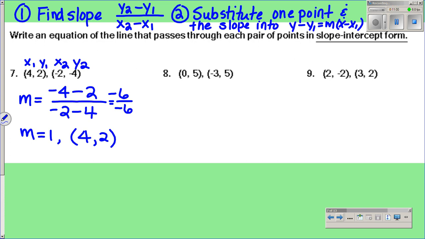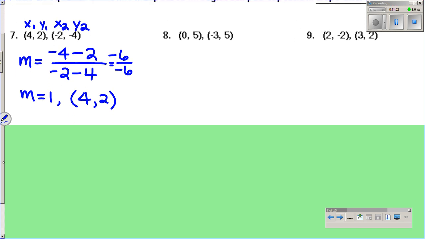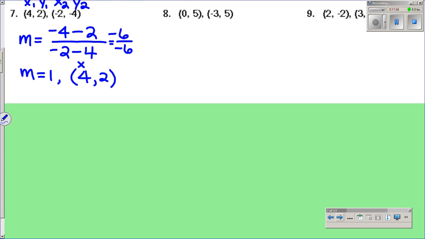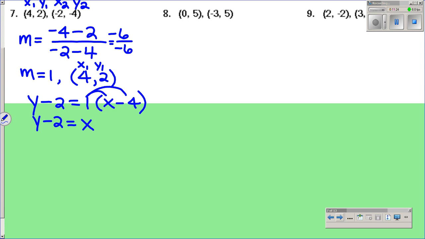So I'm going to select 4, 2 as my point. Now I'm going to substitute those 3 numbers into my point slope form. Remember, this is my x1, my y1, and our slope is 1. So we're going to say y minus 2 equals 1 times x minus 4. We keep our y minus 2 on the left, and on the right we distribute the 1. 1 times x is x, 1 times -4 is minus 4, and now to finish solving for y we're going to add 2 on both sides.